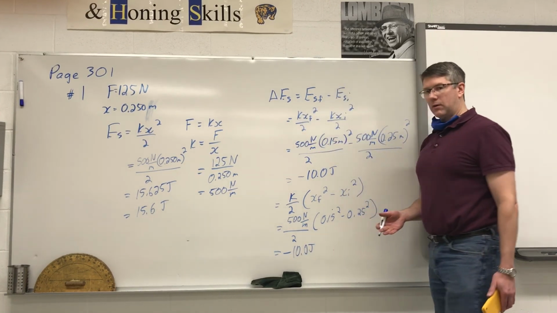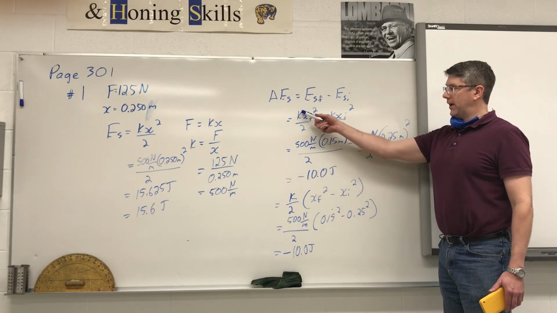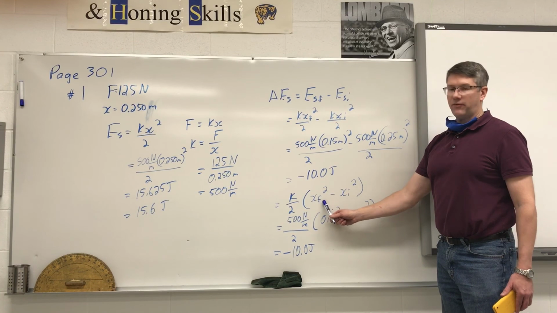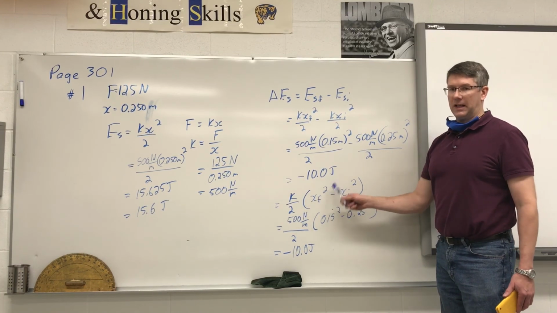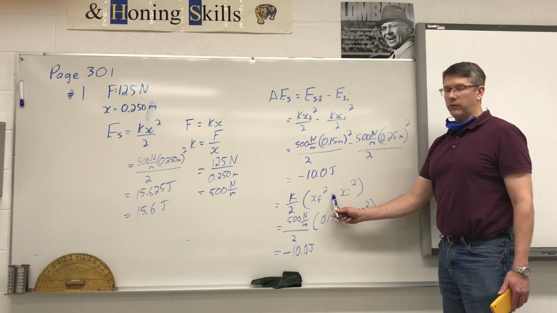So just like we had with velocity, if you're going to do this factoring, make sure that when you factor your k divided by 2 out of both terms, that you are left with x final squared minus x initial squared. You cannot do x final minus x initial and then square the answer. You must do the squaring before you do the subtracting.